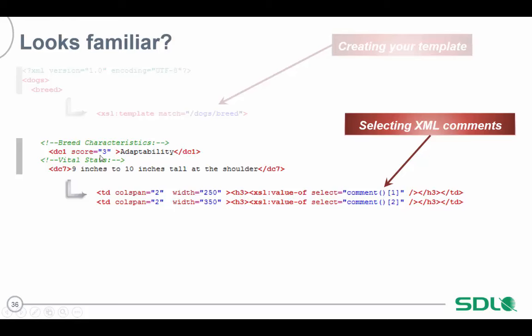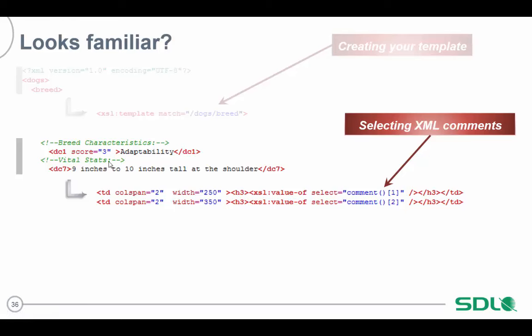So here I've got breed characteristics and vital stats. This is the first comment in the file. Vital stats is the second comment in the file. So by adding the 1 and 2 predicates at the end of it, this is actually a shorthand way of writing position open brackets 1 close brackets. I can just write it like that. And this is saying pick the first one, and then the number 2 says pick the second one.